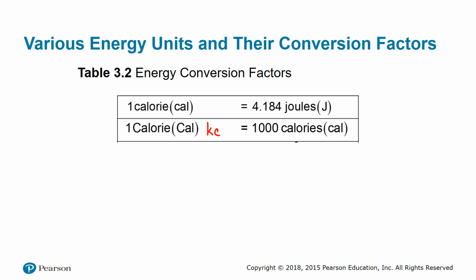And I mean, this really isn't any different than what we've been doing. If I looked at it in terms of this, I could also say that 1 kilocalorie is equal to 10 to the third calories. And that's what we were doing in the last chapter. It's just recognizing how that conversion factor is produced.